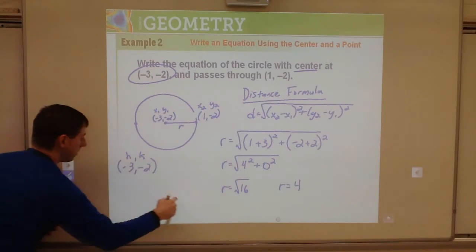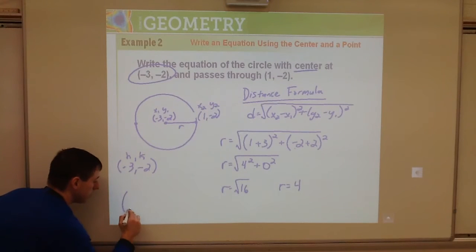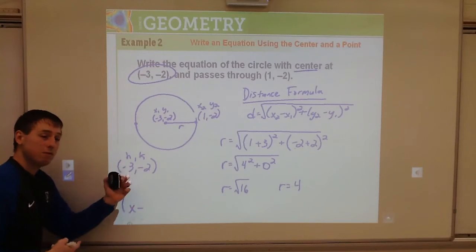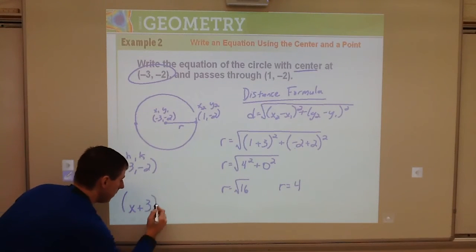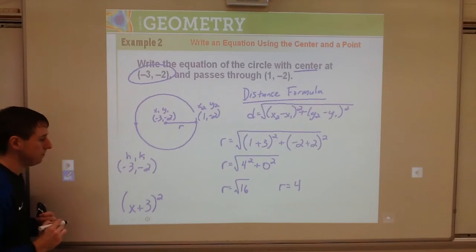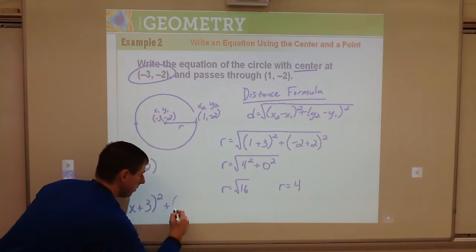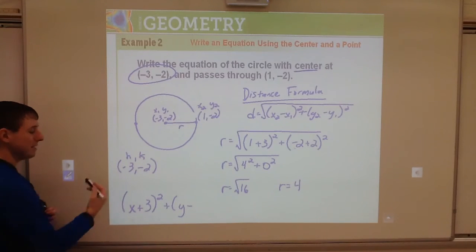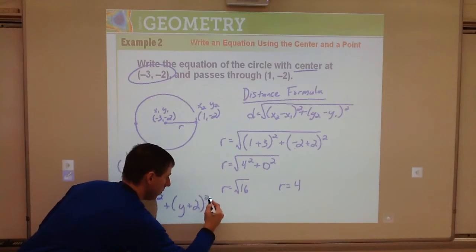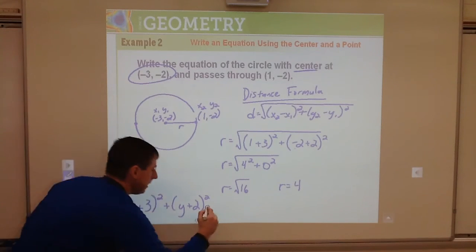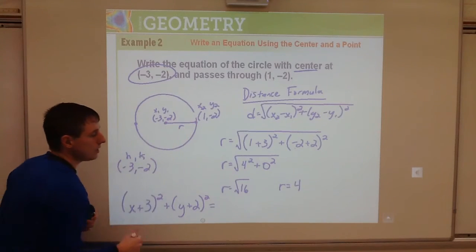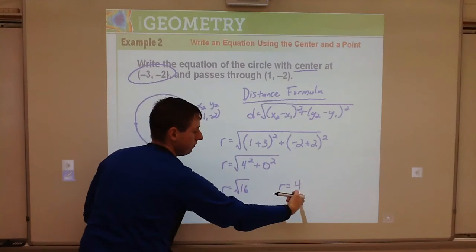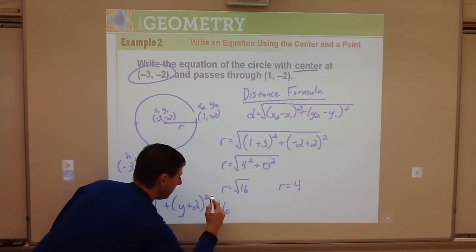R equals 4, so I'm going to write my answer here. Remember it's parentheses, x minus my h. The h is negative 3, minus a negative, we make it plus 3, parentheses squared. It's always a plus in the middle. Y minus my k, which is negative 2, minus a negative 2, we'll make it plus 2, parentheses squared. And then at the very end, on the other side of the equal sign, it's always the radius squared. So 4 squared is 16.